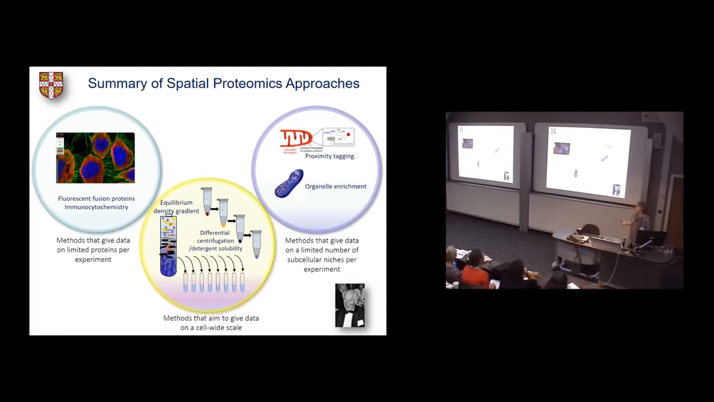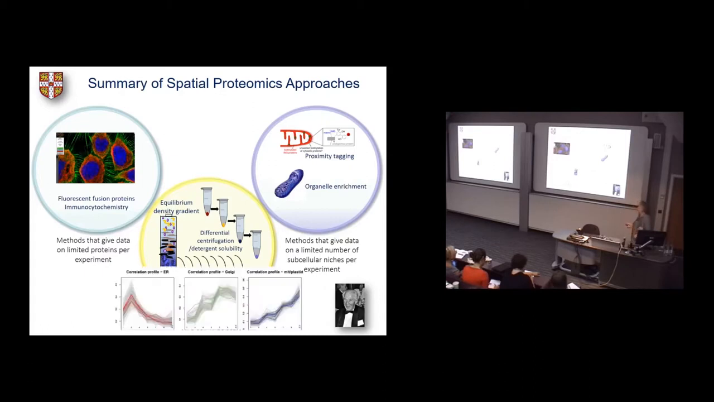So his method for doing this was to use equilibrium density centrifugation, where you crack open your cells and you separate out the subcellular niches, the organelles, based on their buoyant density. So the idea here is that the method is holistic, and you're looking at as much of the cell as you possibly can in a single experiment.